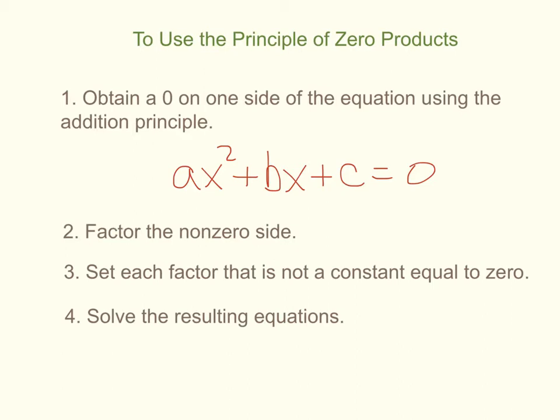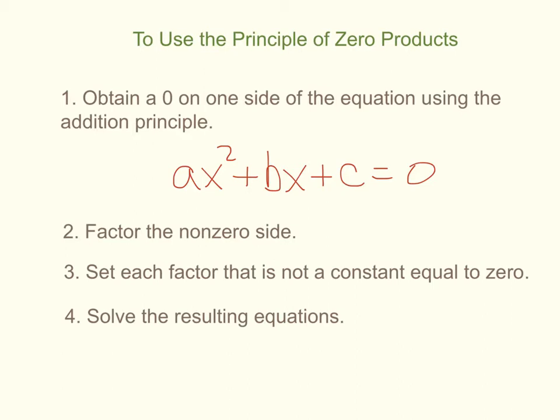Once you've done that, then you can start factoring. And all of the factoring techniques that you have learned before are in play. You want to make sure that it's in descending order. You want to check to see if there is a common factor in all of the terms. You want to take that out if possible. Then if there are 2 terms, maybe you check to see if it's a difference of squares. If there are 3 terms, maybe you have to do the A times C method. But whatever you have to do to get the non-zero side factored, that's what you've got to do.